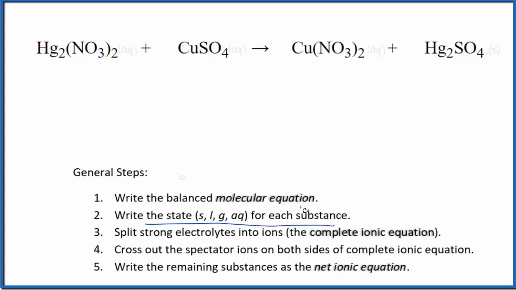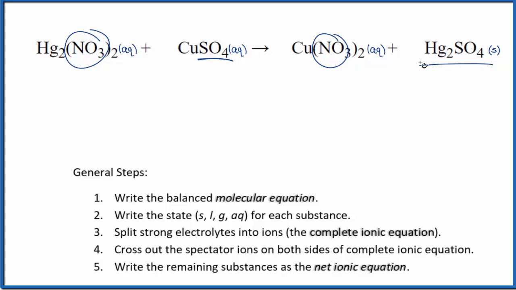That looks like this. So nitrates are soluble. You have compounds with the nitrate ion, those are soluble, and sulfates in general are soluble, compounds with the sulfate ion. But this mercury(I) sulfate, it turns out that it is insoluble, or only a very small amount will dissolve in water. Because of that, it's a solid, and it's going to be a precipitate. It'll fall to the bottom of the test tube in a precipitation reaction. So we have our states.